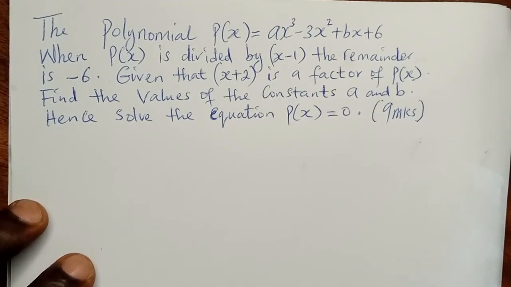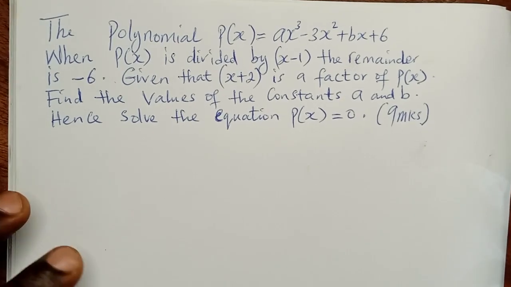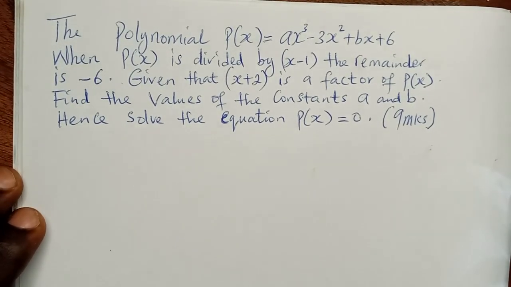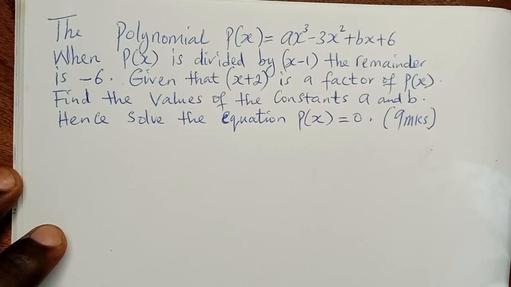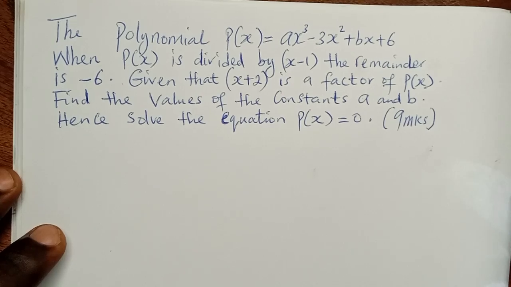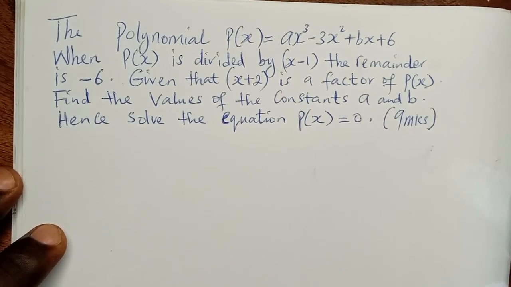And I will begin with the reading of this expression so that we figure it out and how we can go on with this. It states that the polynomial p of x is equal to ax cubed minus 3x squared plus bx plus 6. They say when p of x is divided by x minus 1, the remainder is minus 6. Given that x plus 2 is a factor of p of x, find the values of the constant a and b, then hence solve the equation p of x is equal to 0.